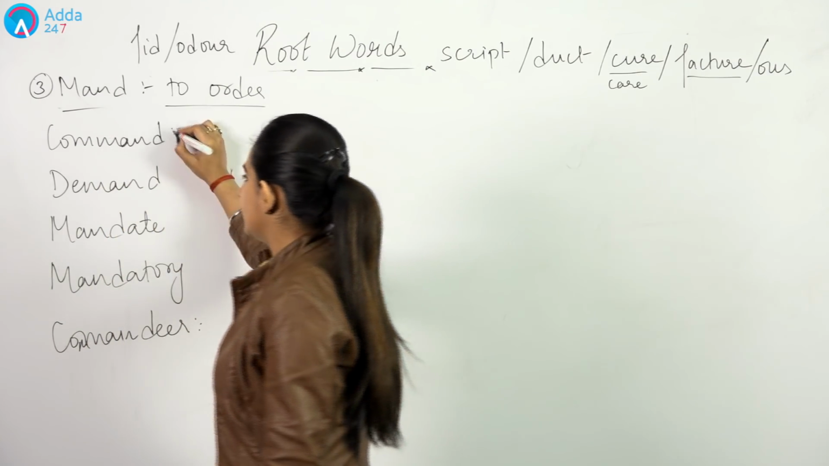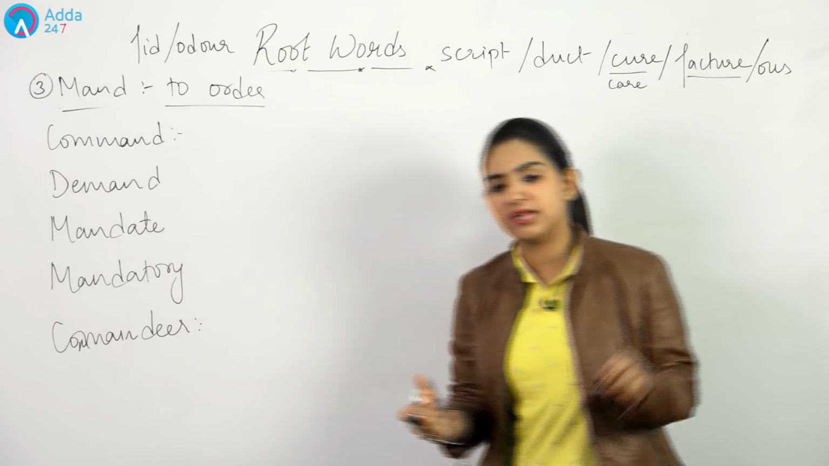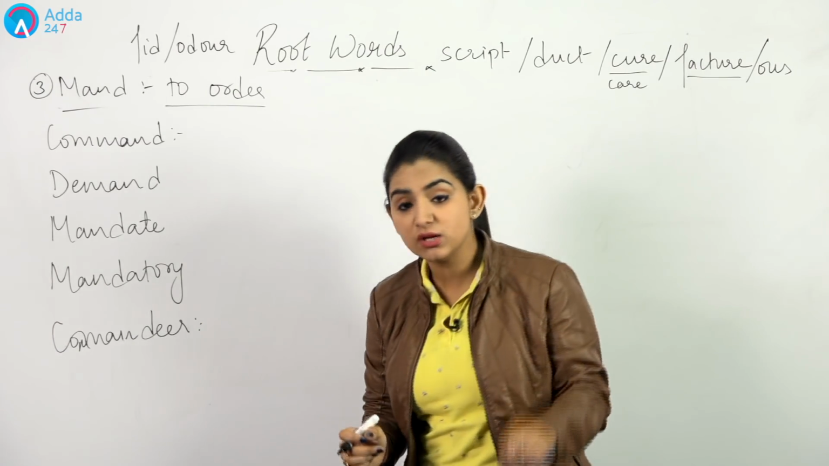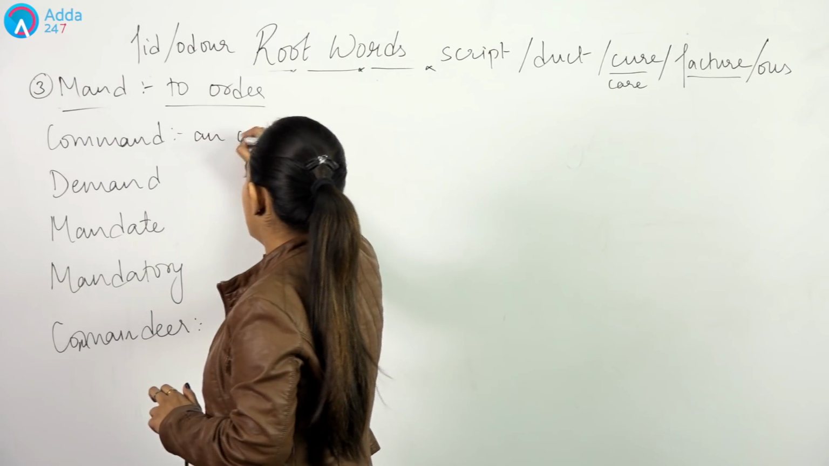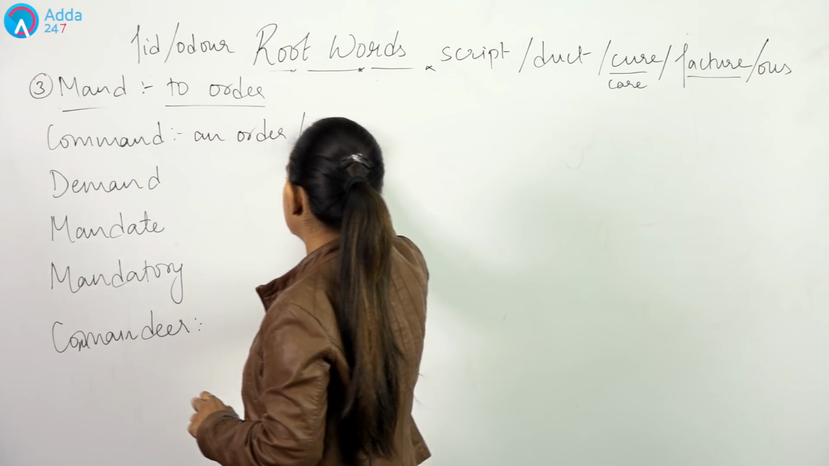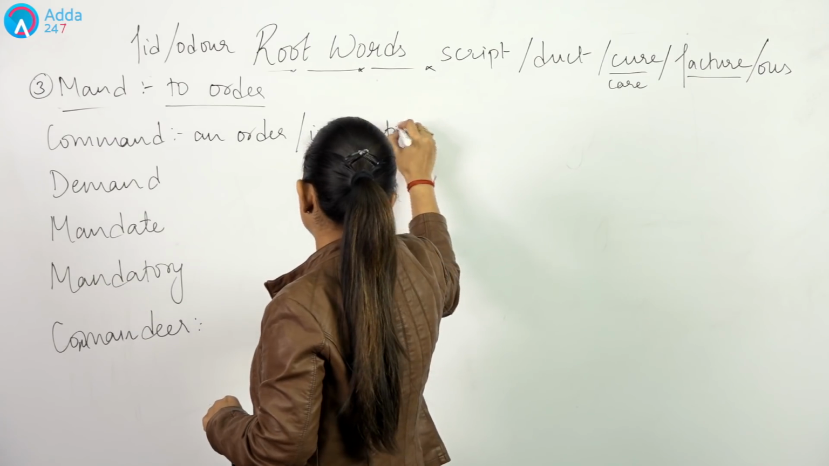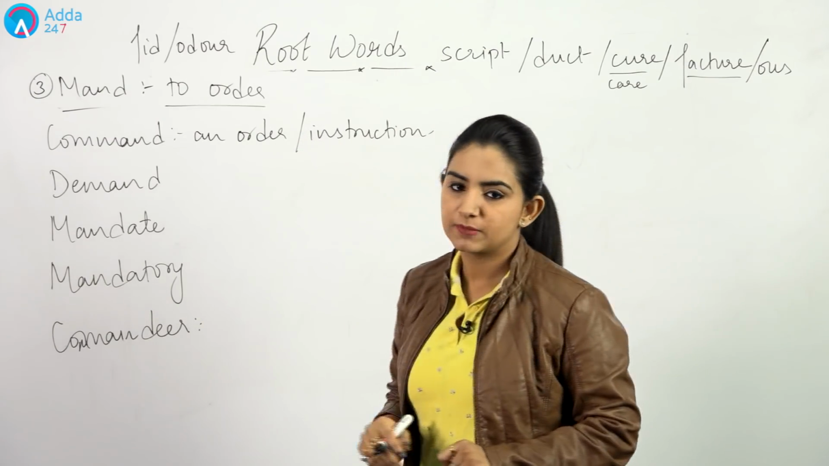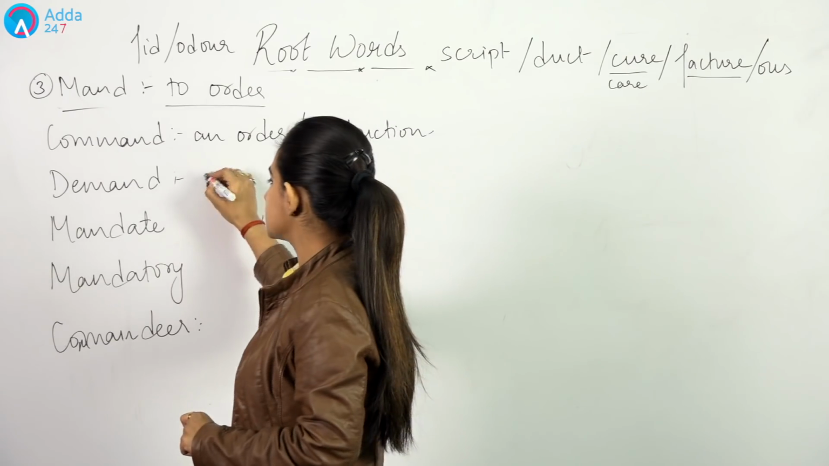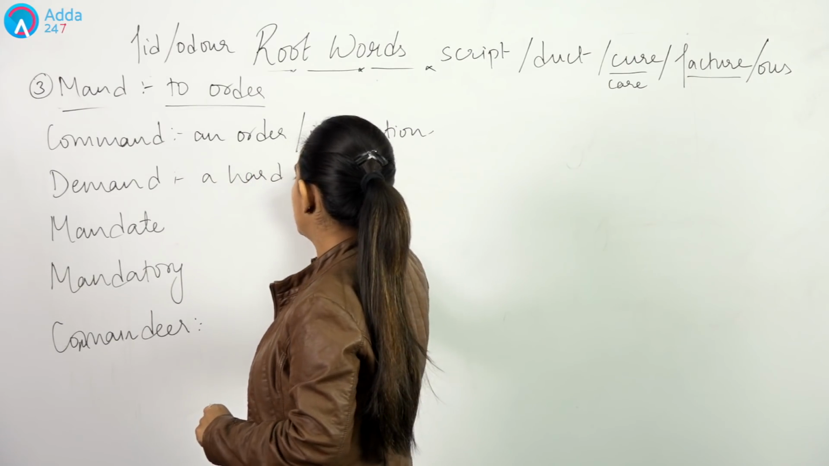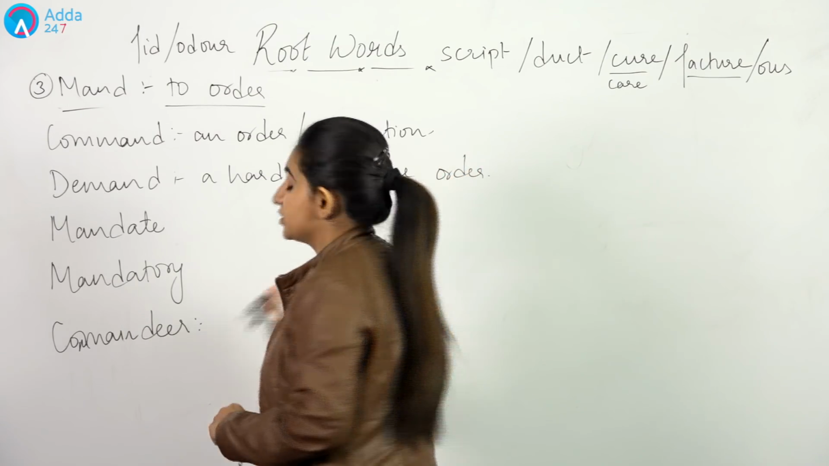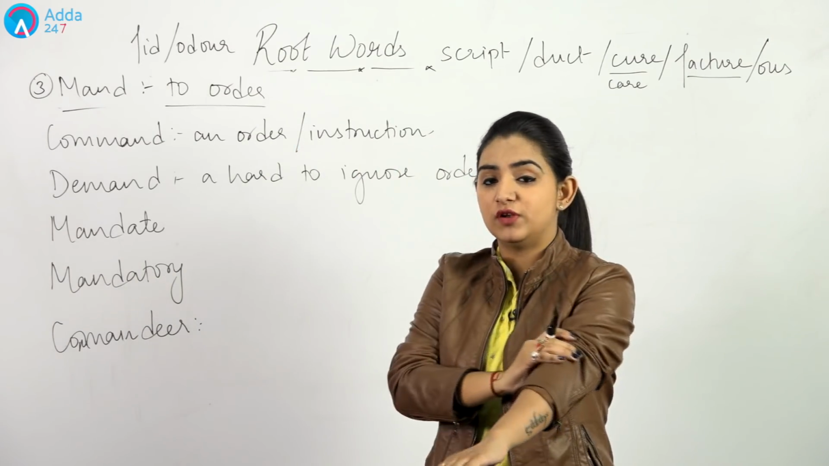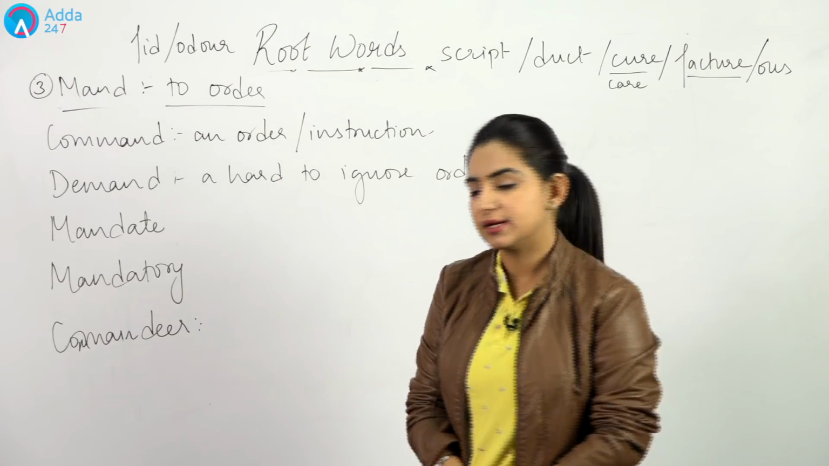Now see, the first word is command. Command, what does this mean? Any instruction or any order that you give is what we mean by command. An order or instruction is what we mean by command. Then we have demand. Demand means a hard to ignore order. An order which you cannot ignore, you have to fulfill it, and that is what we mean by demand.